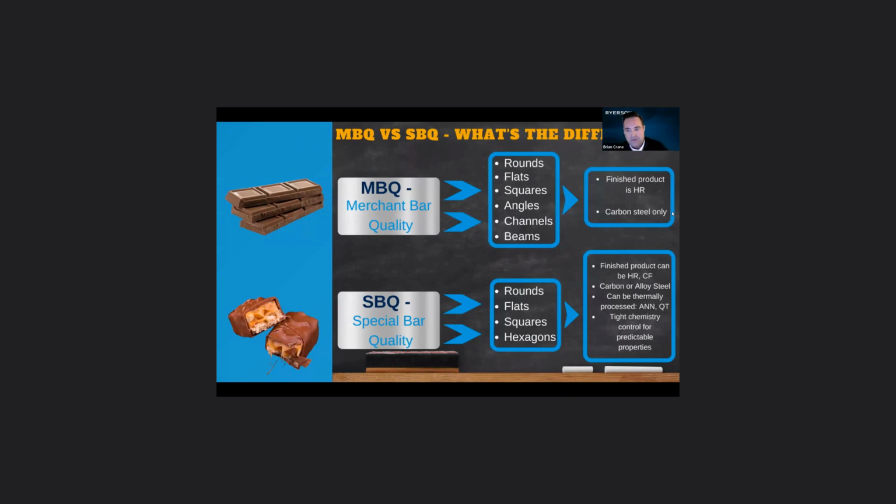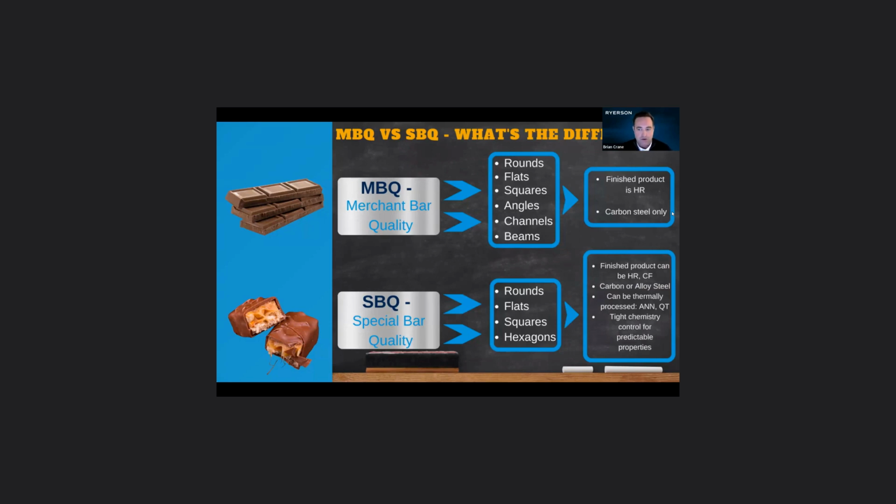Bars and structural shapes are the other side of the long product, and we separate those products into two main categories. MBQ, or merchant bar quality, is like the hot roll of long product, or, back to the food analogy, like a simple bar of chocolate. The recipe may be a little bit basic, but it serves many different purposes.